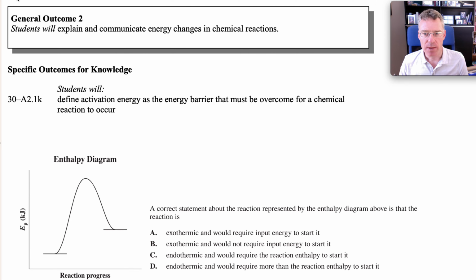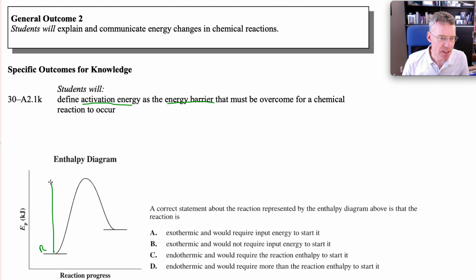So now we're into general outcome 2. Generally, students do much better in general outcome 2. It's not as challenging. It's very graphical. So you have to be aware that activation energy is a barrier that's always there for all chemical reactions. So that barrier, if you look at your reactants, is up to the very top. This is your energy of activation. It has to be positive. It's always there. Even in an exothermic reaction, it doesn't just happen on its own.